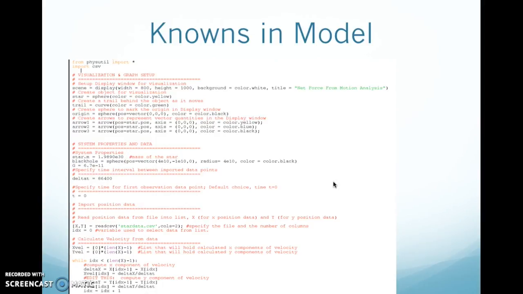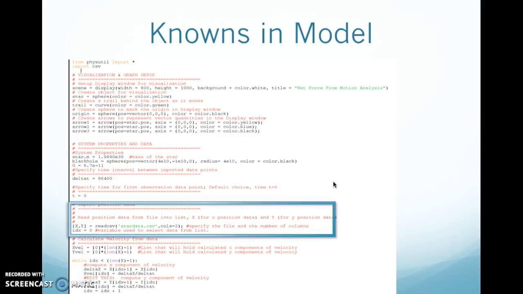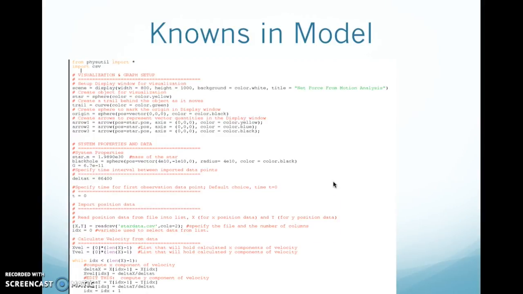Here's the code where I input my known values of the star's mass, the gravitational constant, and delta t. I also set up a sphere representing the black hole so that it was easier to visualize the orbit around it in my model. Here is where I told my code to read the data provided in the CSV file. Below this is where the code uses this position data of the star to calculate the components of its velocity.